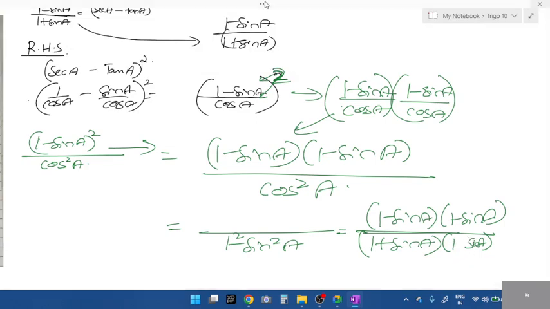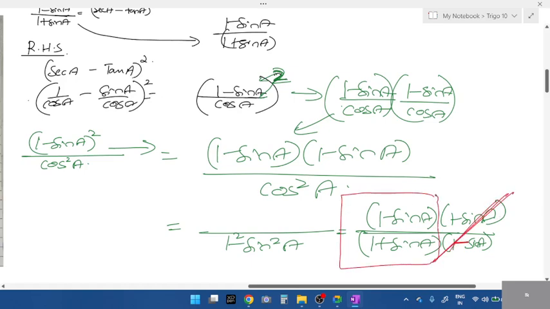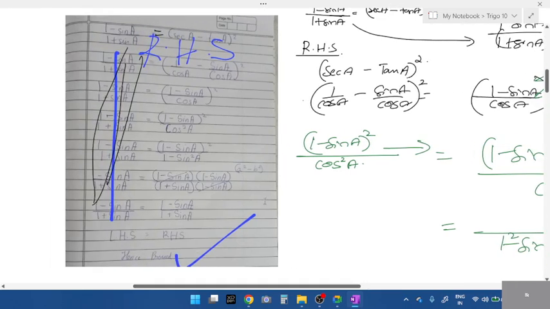Here it is fine. So 1 minus sin A. One is minus, one is plus, students. You can cancel it. Are we getting the answer? 1 minus sin A divided by 1 plus sin A? All of you have got it. So this is how. Mark this question important.